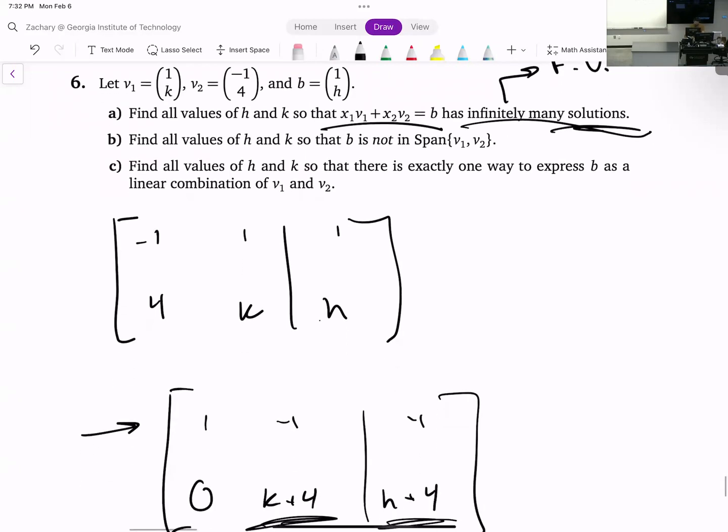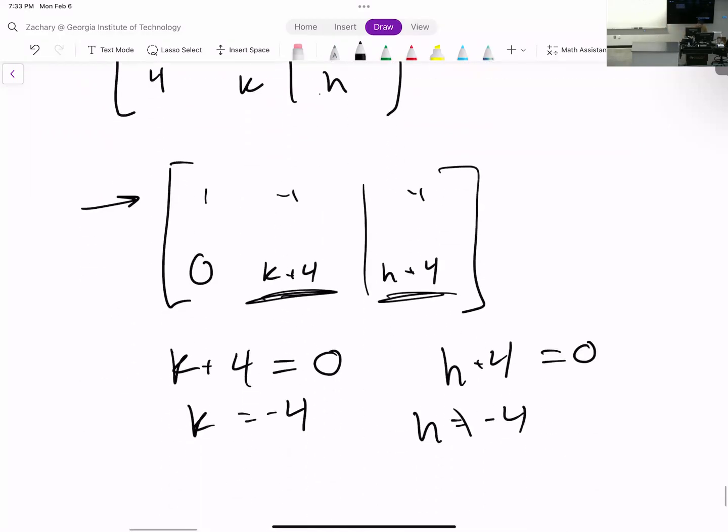Okay, so part C, find all values of h and k so that there is exactly one way to express B as a linear combination. If there is exactly one way, what does that mean for your free variables? There are none, okay? So what does that mean for this? It has to be equal to a number, it has to be not 0, okay? What does that mean for this? What does it have to be equal to? It can be anything, right?